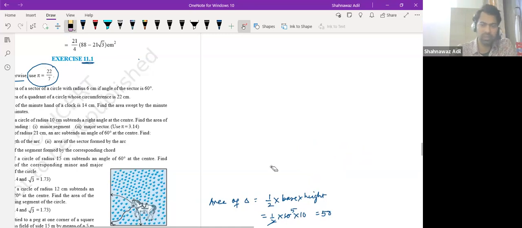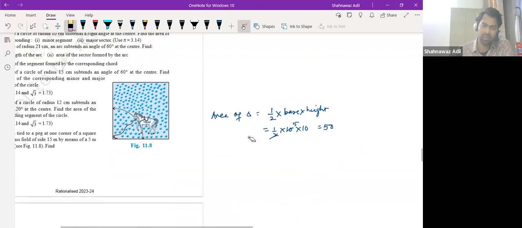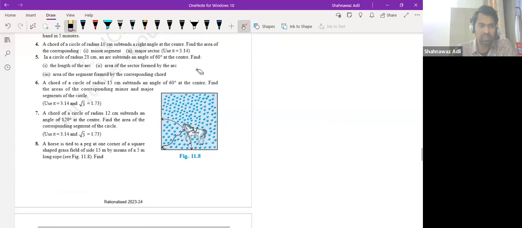So in every question, wherever there is the need of the figures, please draw the figures. That way, the question would be simplified, right? So in a circle of radius 21 centimeter, an arc subtends an angle of 60 degrees.